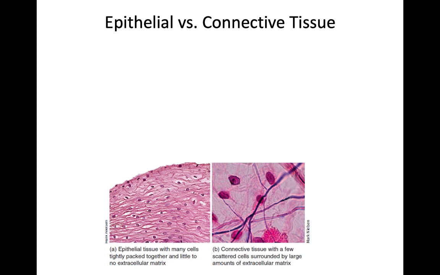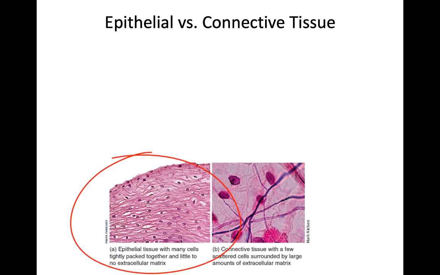Epithelial tissue functions to cover the body and line hollow organs, line body cavities, and it makes up ducts and glands. Connective tissue functions to protect and support, bind organs, store energy and nutrients, help with transport in the body, and provide immunity.